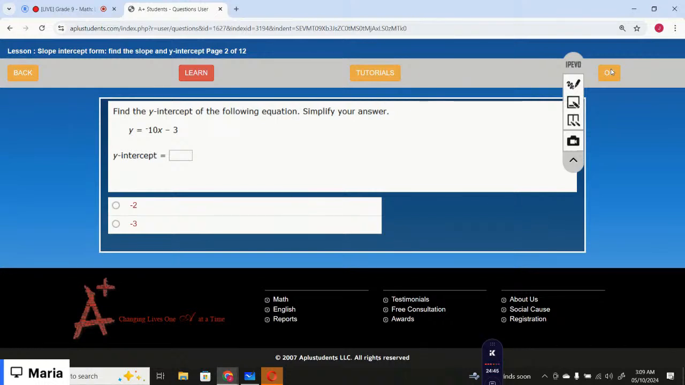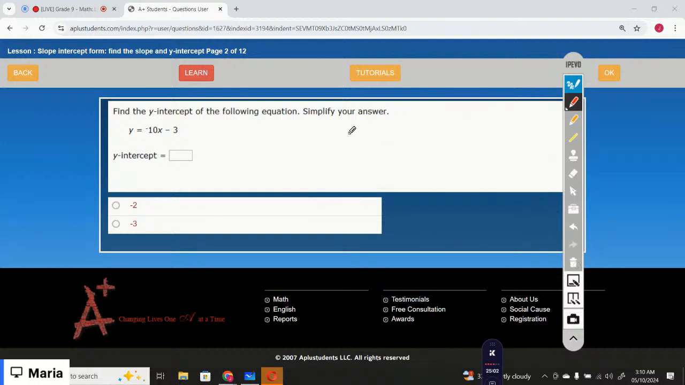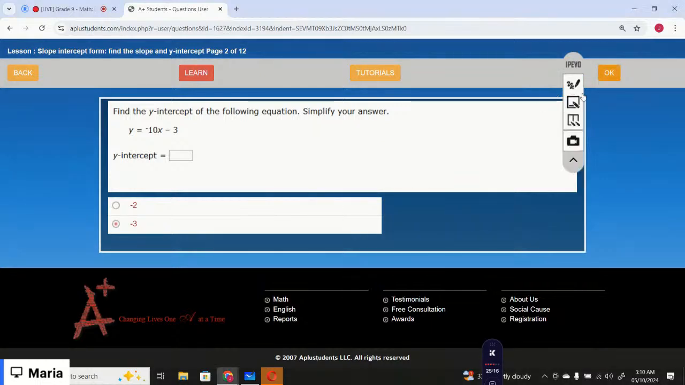Find the y-intercept of the following equation. Simplify your answer. The equation is y equals negative 10x minus 3. You need to compare this equation to the general form of the slope-intercept form. So b equals negative 3, which means the y-intercept is negative 3. Option number 2 is the correct option.